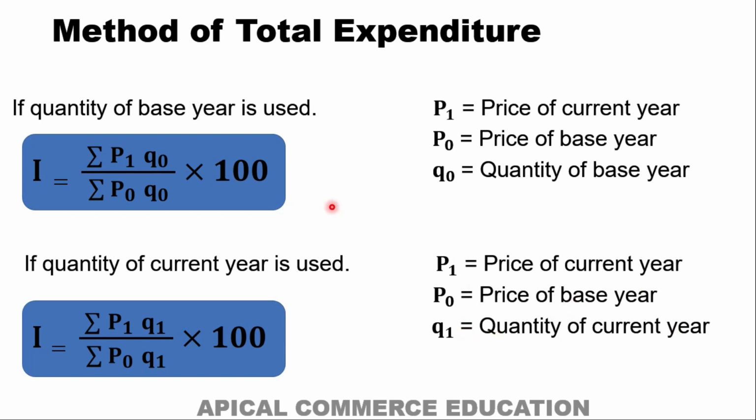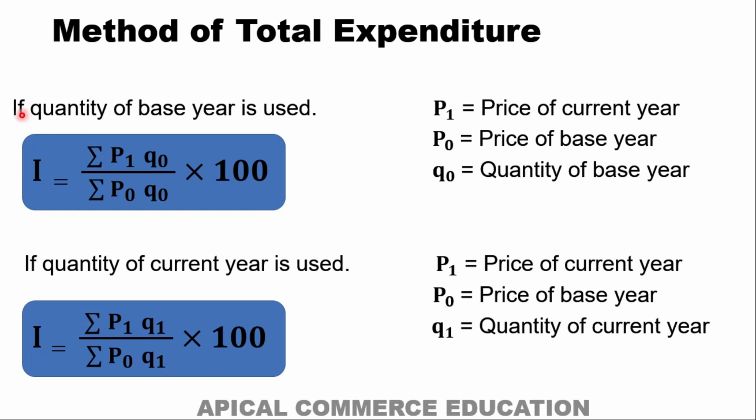Now, you can easily spot that this formula is Laspeyres formula, whereas this is Paasche's formula. We have already learned Laspeyres, Paasche's, and Fisher's index number in the previous videos. So this is nothing but Laspeyres index number, and this is index number by Paasche. So now question arises, if we need to construct index number by using total expenditure method, then which formula should we use? It's very simple.